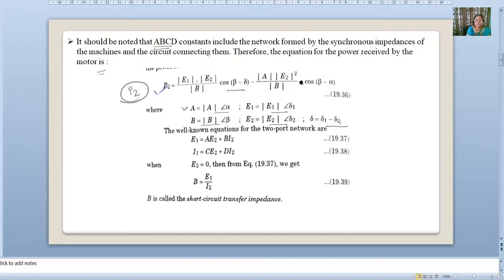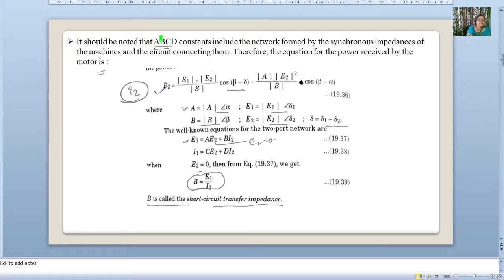The well-known equations for the two-port network are these. The sending end EMF or voltage E1 is equal to A into E2 plus B into I2. I1, the sending end current, is C into E2 plus D into I2. Now when E2 is equal to 0, when a short circuit is considered, then B is the transfer reactance. B is equal to E1 divided by I2. So B is called the short circuit transfer impedance.